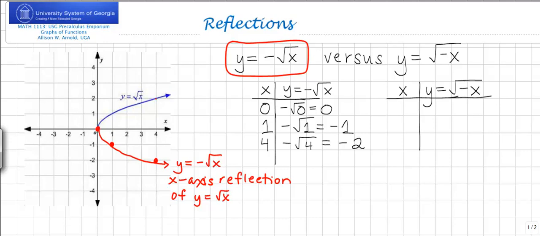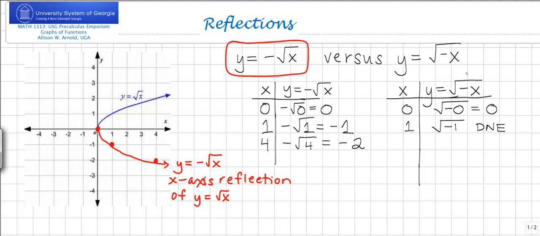Now let's look at y equals the square root of negative x. If I let x equal 0, I am calculating the square root of negative 0, which is still the square root of 0, or 0. If I let x equal 1, I want you to see that we would have a problem. We can't take the square root of negative 1.